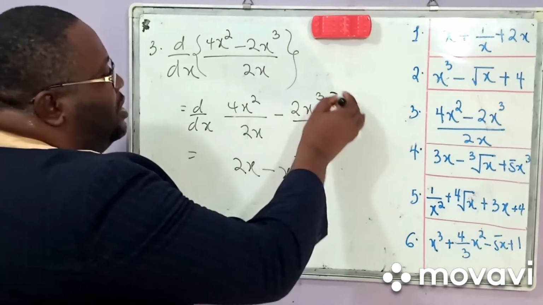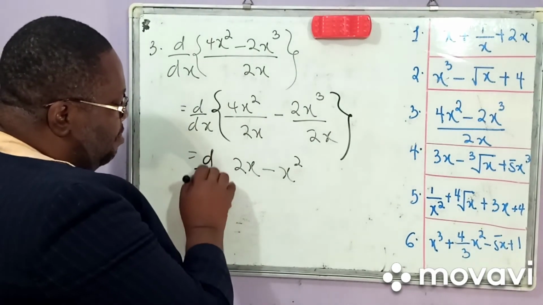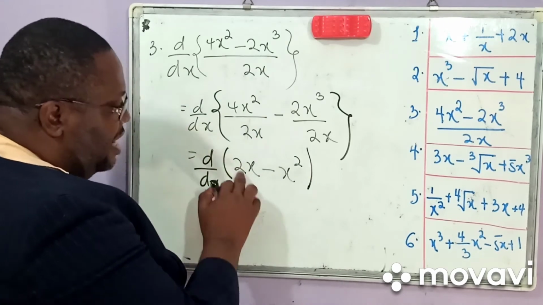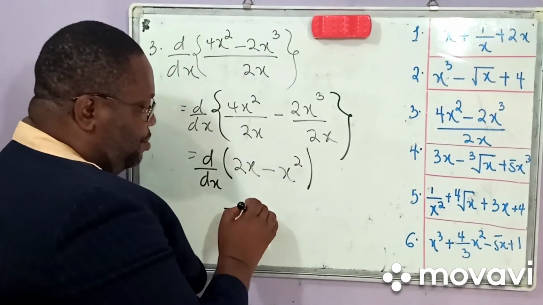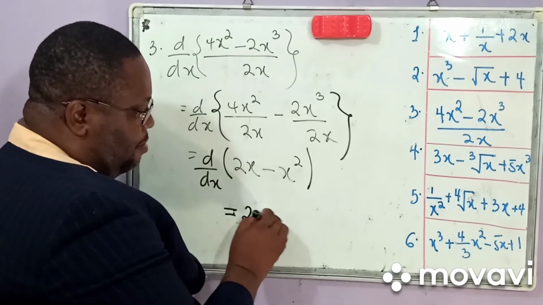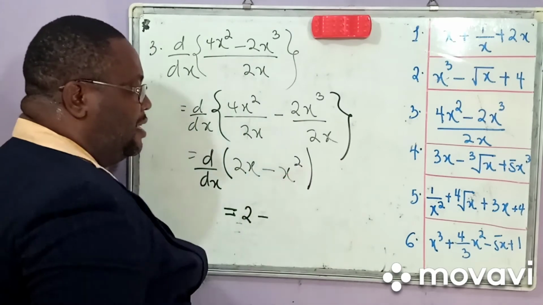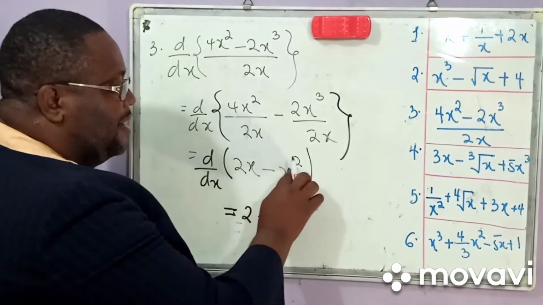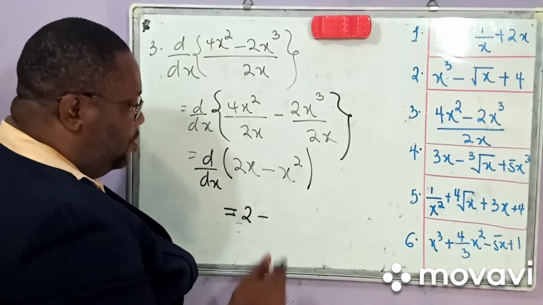Now we differentiate. So I could have put that same bracket there. Now we have d by dx of this. And this simply becomes, when I differentiate ax, I simply get a. Here my a is 2, so I simply get 2 minus. Now when you differentiate x squared, you simply get 2x, because this 2 comes down and then 2 minus 1 gives me 1. So we simply have 2x.